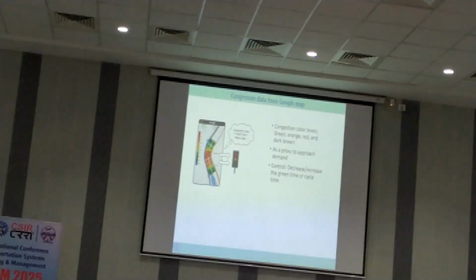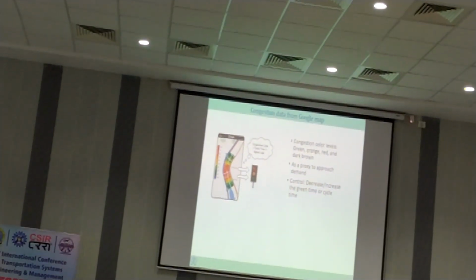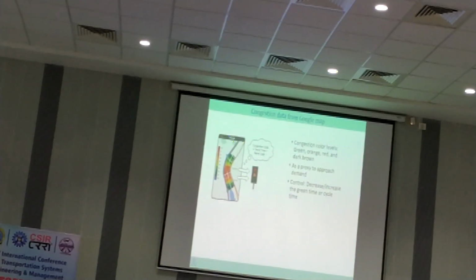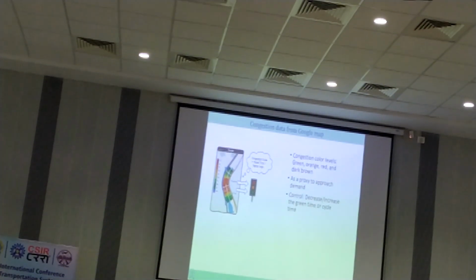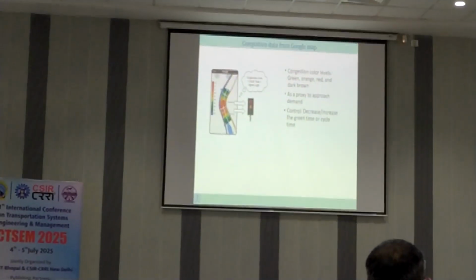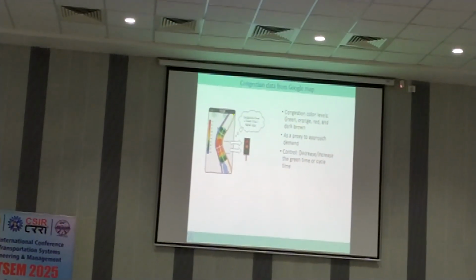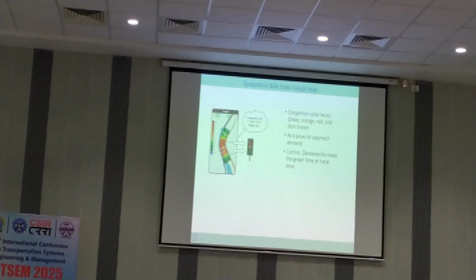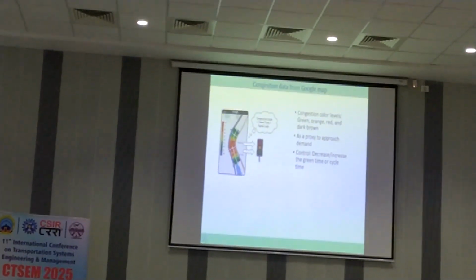So the idea is very simple. We only need to know how the traffic is related to all the approaches. They have various color codes: green, orange, red, and dark brown, indicating the levels of congestion coming from all the approaches. So once we get that, we can use these color codes to decide whether the green time has to be extended or terminated.